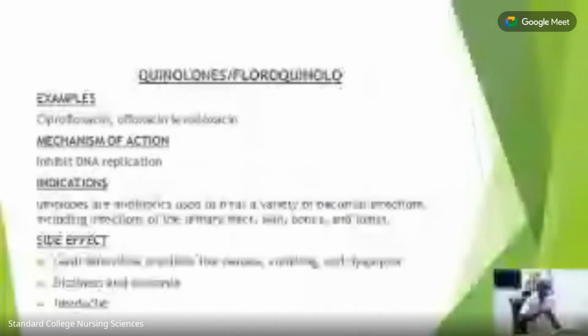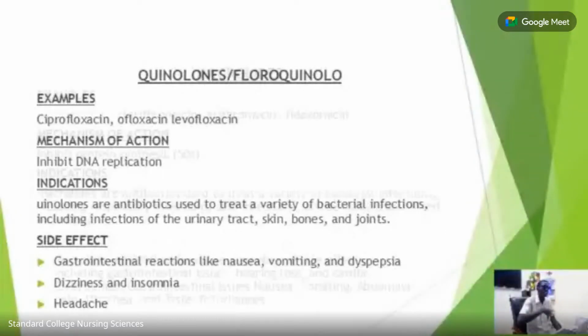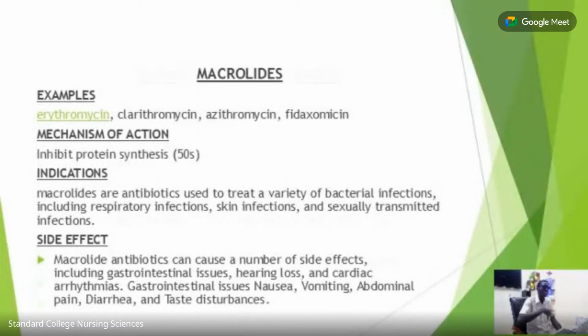Then let's go to the next one, which is the macrolides. Macrolides are also one among the class of antibacterial drugs, whose mechanism of action is to inhibit protein synthesis. But this time it is not the 30 subunit, it is the 50 subunit.